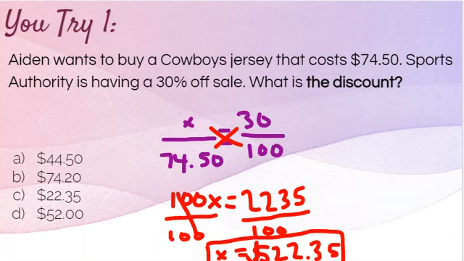Alrighty, so you'll see my work there. The correct answer should be C, $22.35. It's just asking for the discount, so we were just finding X. We didn't need to go any further. If you have questions on that one, feel free to pause and private message me or raise your hand if you're in class, and you can ask me for some help on it.